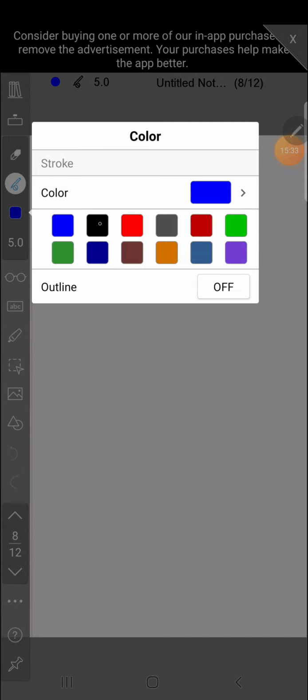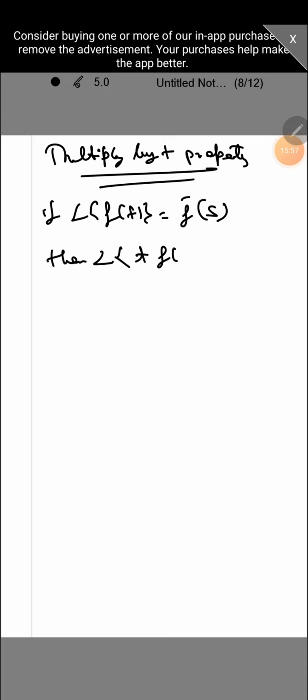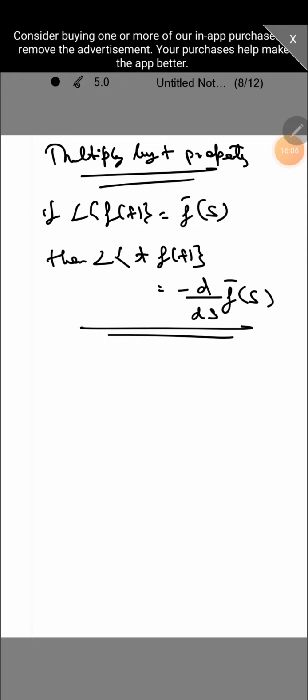Let's check the multiply by t property. The multiply by t property says that if the Laplace transform of f(t) is given as f bar s, then the Laplace transform of t times f(t) will be given as minus d over ds of f bar s. Clear? And you can prove this too.